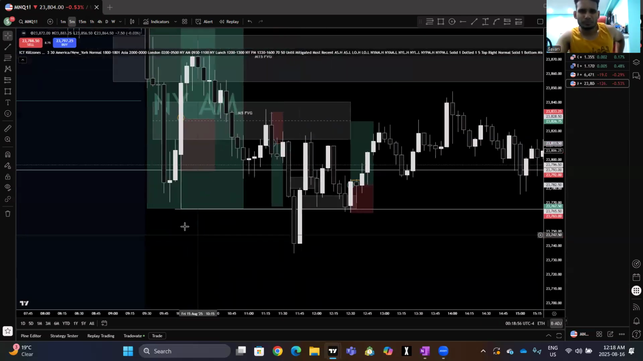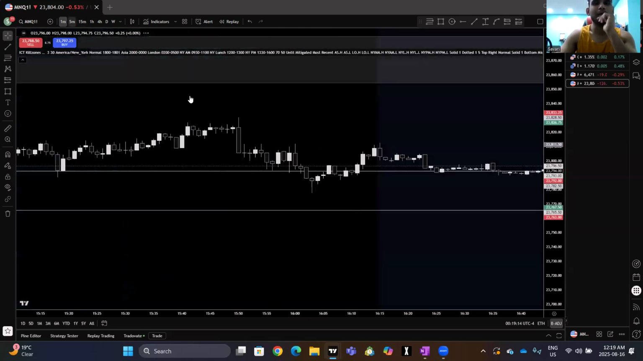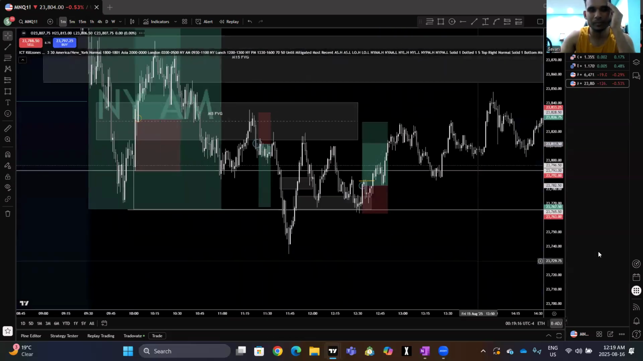This low. As soon as it cleared the first leg, what happened next? It flipped the fair value gap. Right after it, it flipped the fair value gap. Went to the low, cleared the high, came all the way down. Swept this low, cleared this and this high. Beautiful market maker model. I'll explain it in 1 minute.